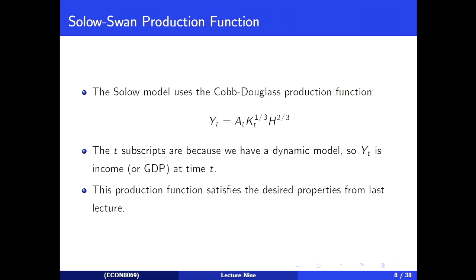Okay, so the Solow model. The Solow model uses, as I said, this Cobb-Douglas production function. The T subscripts are because the model is dynamic. And as I talked about before, this production function satisfies all the properties that we wanted. It's increasing in capital, it's increasing in effective labor, but in both cases it's increasing at a decreasing rate. For those of you that don't believe me and have calculus, you can find that the first partial derivative is positive and the second partial derivative is negative, which gives this result.